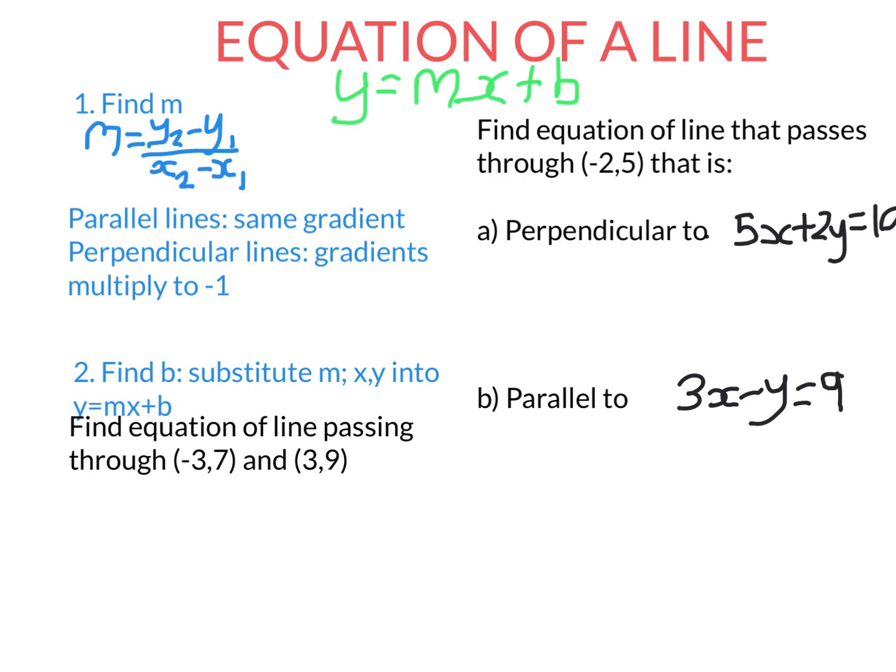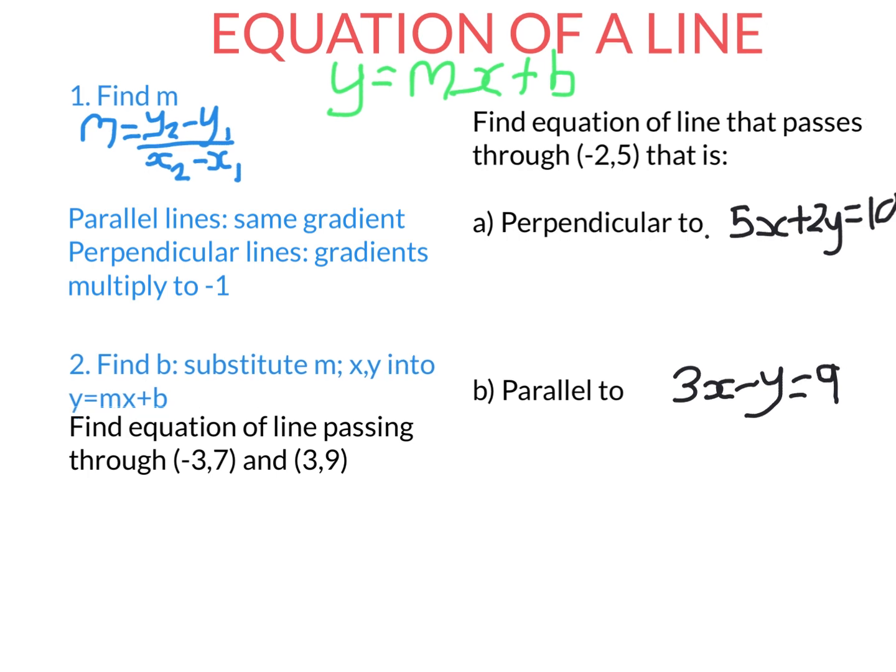To find the gradient, we use the 2-point formula for when we're given 2 points, like in this question. We also need to know about parallel and perpendicular lines. Two lines are parallel if and only if their gradient is the same, and two lines are perpendicular if and only if their gradients multiply to -1. So we can use these two facts to find gradients as well. After you've found the gradient, you need to find the y-intercept. We do that by substituting the gradient and x and y, which come from a point, into the equation y equals mx plus b. So that's why it's really important that we find the gradient first.